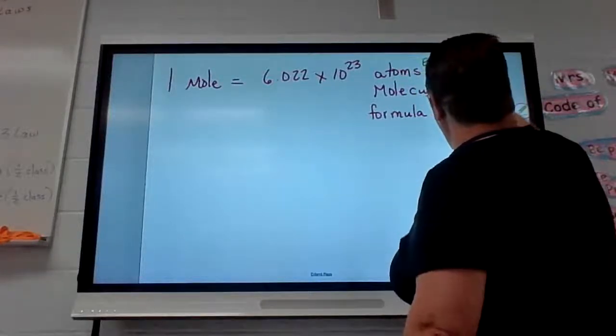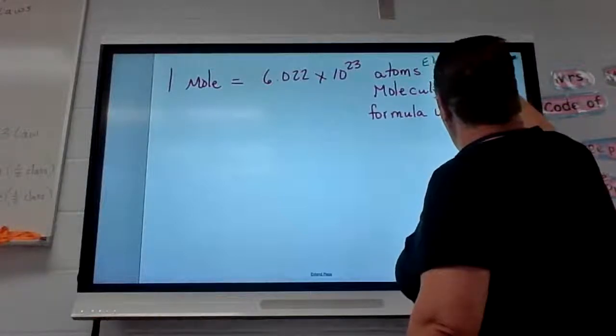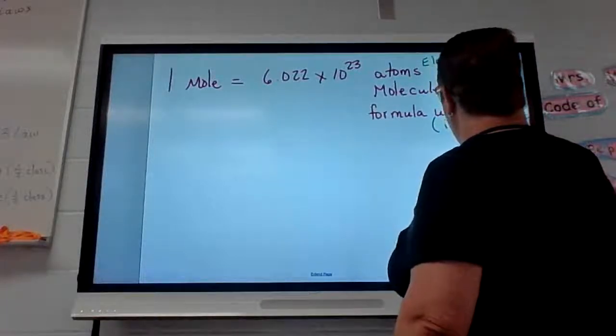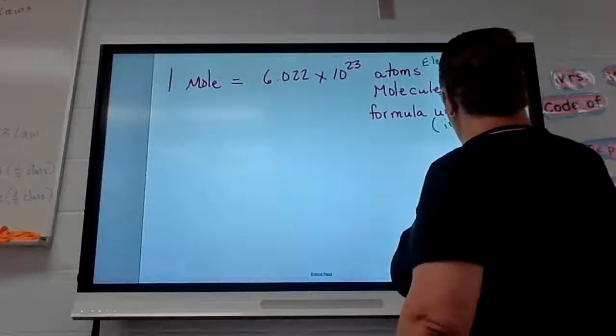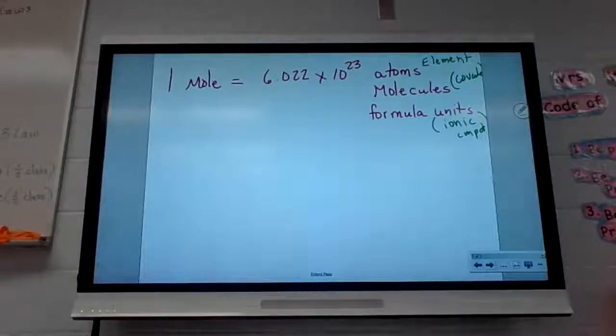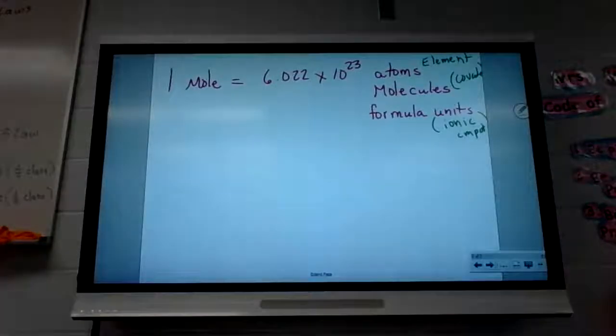Now, an atom, just to clarify, is an element. A molecule is covalent, and a formula unit is an ionic compound. Because some of you are going to ask what the difference is. An atom is a singular element. That's what we did a week and a half ago. We looked on the periodic table and looked up how many atoms there were.